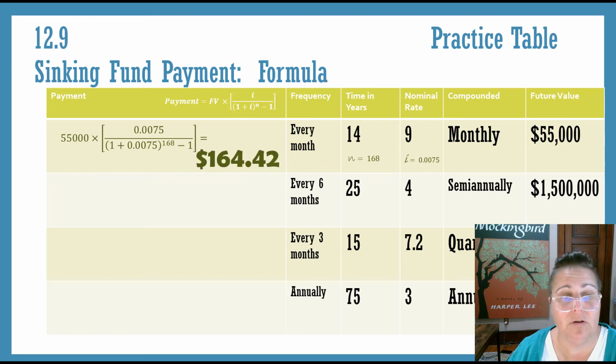You will need regular payments of $164.42. That is, in this case, $164.42 every month for the next 14 years. And if they do that, they will have $55,000 at the end of this particular problem.